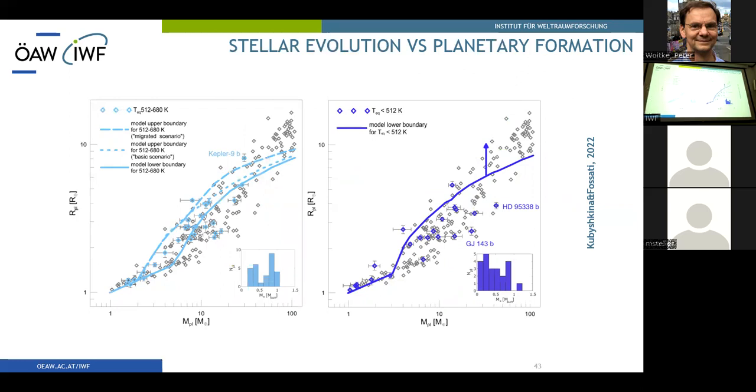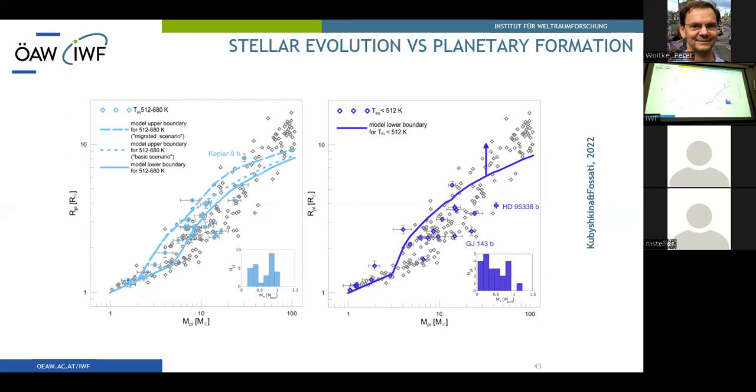The possible solution can be either much stronger escape, so some escape process which we do not account for, or some major differences in the formation processes and so in the composition of planets. For example, the radii of such planets are comparable to those of the icy cores or the water-like planets.